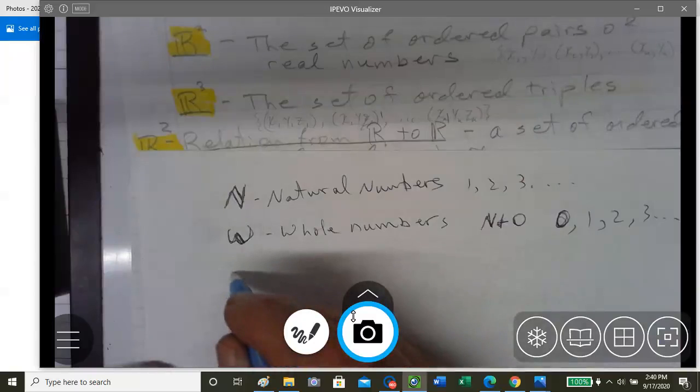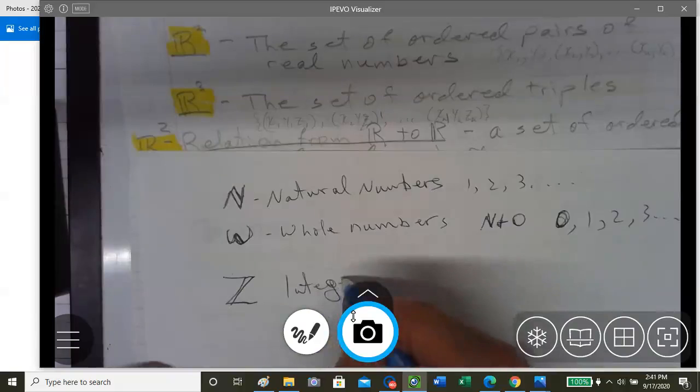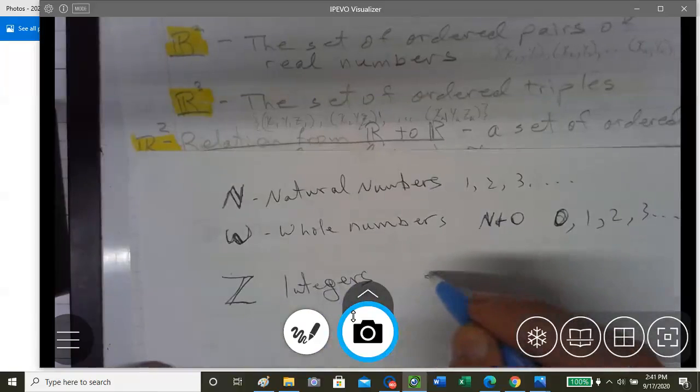And then we have integers, which are symbolized with a Z, and then we extend that out like that. Integers are basically negative and positive whole numbers.